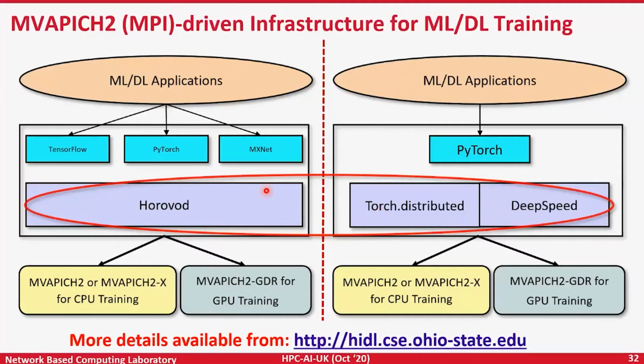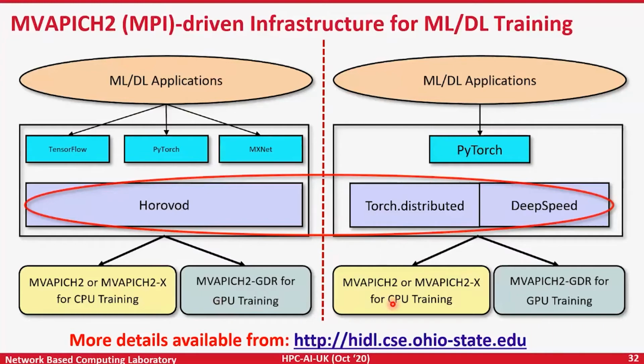So what we have done is a tight integration of Horovod, torch distributed, or DeepSpeed into our underlying MPI library. So if you are using any of, let's say, TensorFlow, PyTorch, MXNet, or running any application, in fact, if you just have our basic MVAPICH2, MVAPICH2-X, or MVAPICH2-GDR library, that's all you need. You don't need anything else. So all these libraries now will be able to deliver you the best performance.